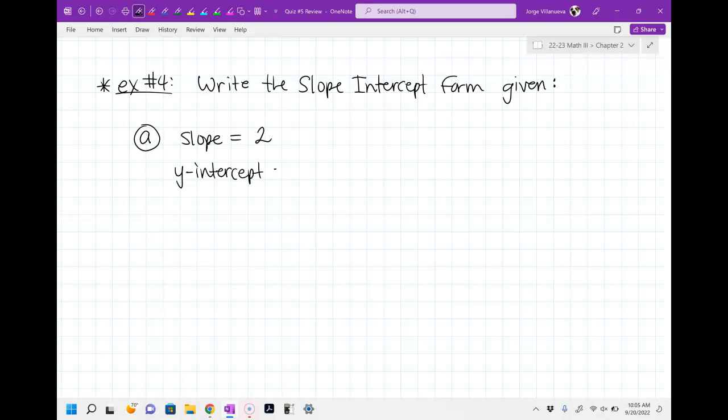Now this is as easy as it can get when it comes to writing a slope-intercept form, because they're literally giving you the slope and the intercept. So you don't have to find anything, it's literally right in front of you. To do this problem, you're going to start out with y equals mx plus b. My m value is what? 2. So 2x. What's my b value? -1. And you're done. That's it.